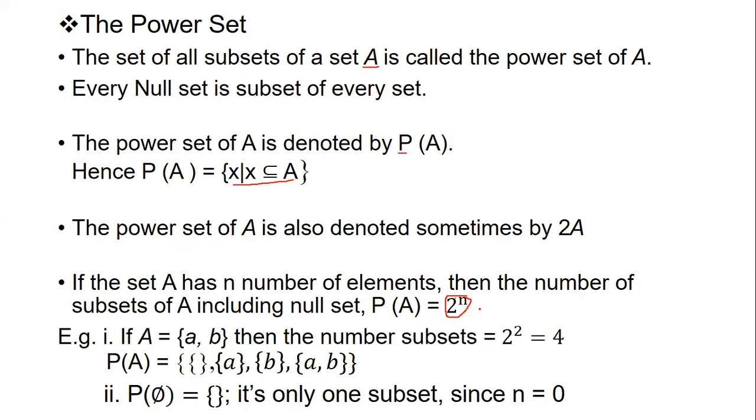So, for example, if A is equal to the set of A, B, then we can check the number of subsets we can form, which is equal to 2 power n. Since we have two members here, A and B, our n is 2. So we get 2 power 2. Therefore, we have 4. It means we can form 4 possible subsets from A, B.